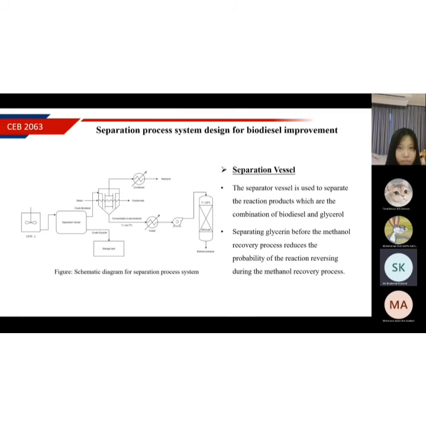Next slide, please. All right, the separation vessel is being used to separate the reaction products, which are the combination of biodiesel and glycerol. And separating glycerin before the methanol recovery process reduces the probability of the reaction reversing during the methanol recovery process. Next slide.